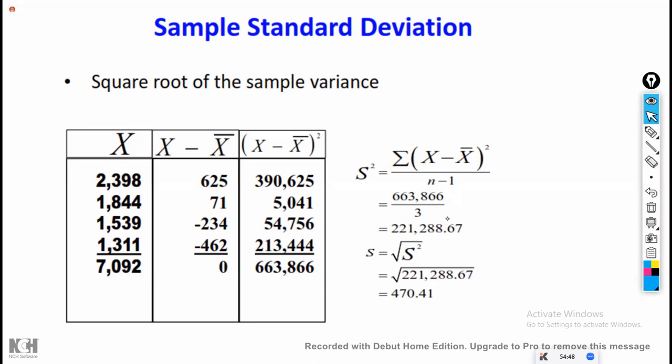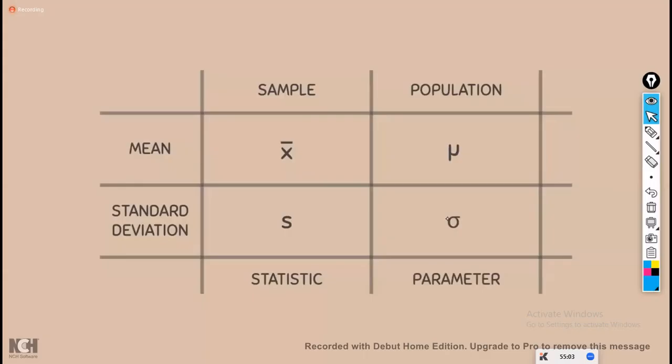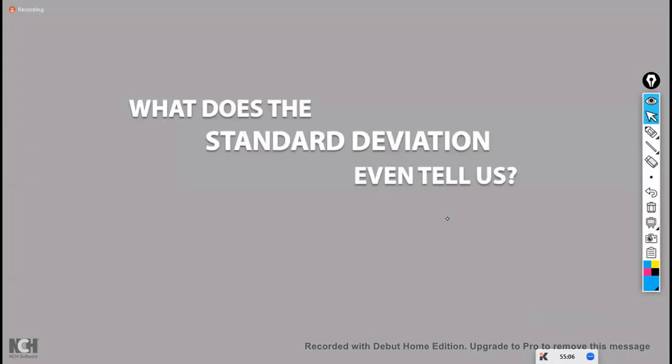Is that clear? These are the things which we have discussed till now, right? Now, the sample variance and sample standard deviation formulas are given like this, where you have to consider n minus 1 in the denominator. Now, next one is, what does standard deviation tell us?